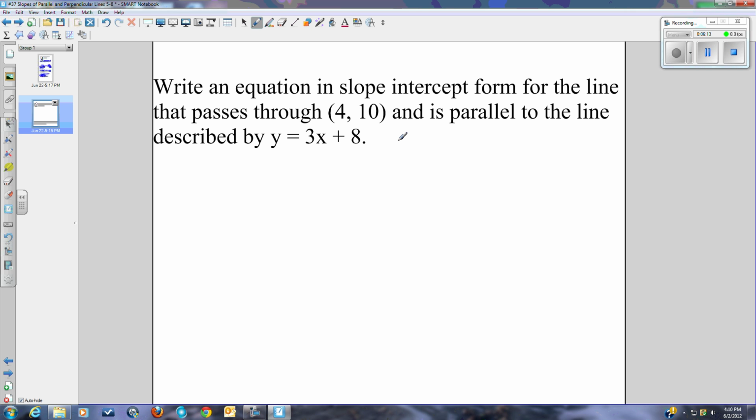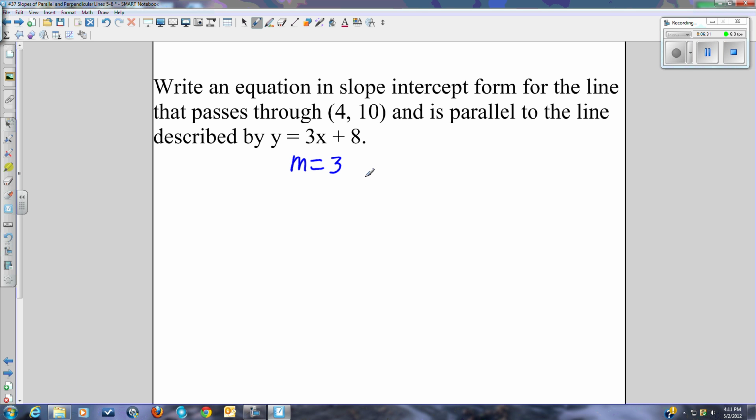We want to write an equation in slope-intercept form for the line that passes through (4, 10) and is parallel to the line described by y equals 3x plus 8. So let's think about it. What's the slope of this particular line here? The slope is 3. What's the slope of the line parallel to it? It'd be the same thing. The slope would still be 3. So you're given the slope of 3 and the point (4, 10) that it passes through. Well, there's your x1, y1, and you have enough information now to use your point-slope formula.